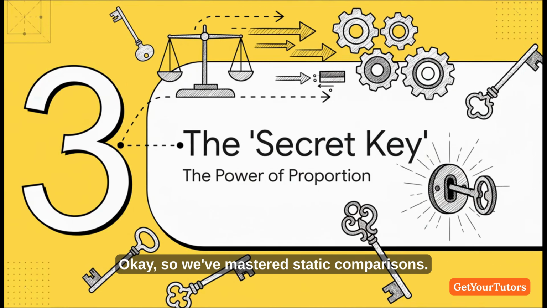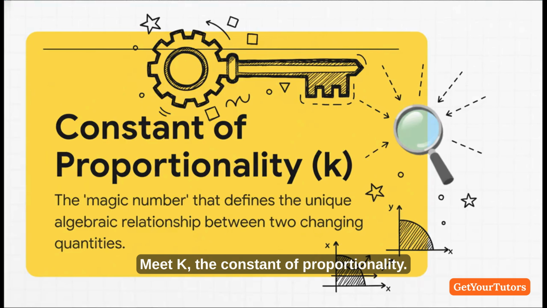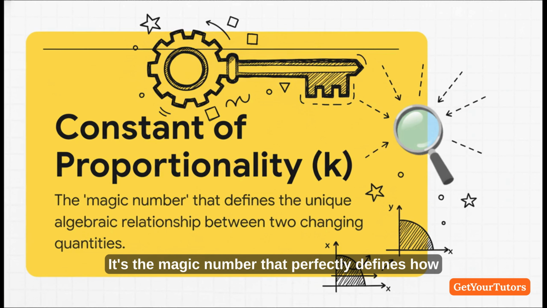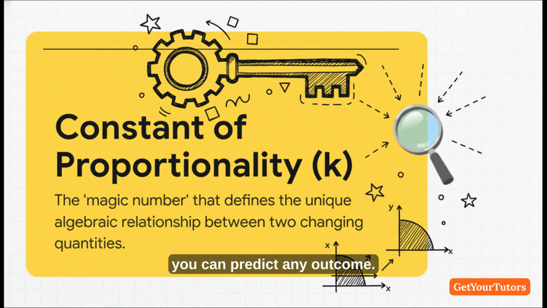Okay, so we've mastered static comparisons. Now it's time for the main event, understanding how things change together. It's time to finally find that secret key we've been looking for by unlocking the power of proportion. Meet K, the constant of proportionality. This is it. This is our secret key. It's the magic number that perfectly defines how 2 quantities change in relation to each other. Once you find K for any relationship, you can predict any outcome.